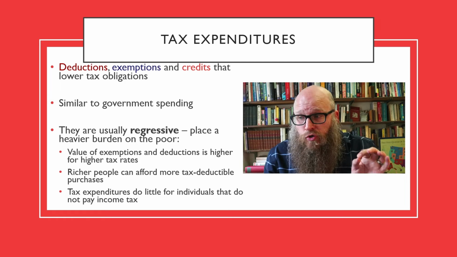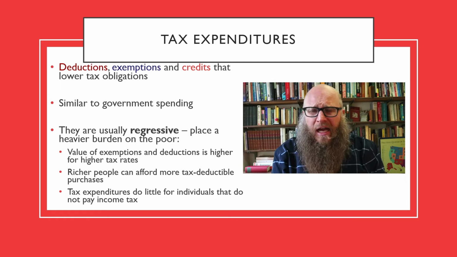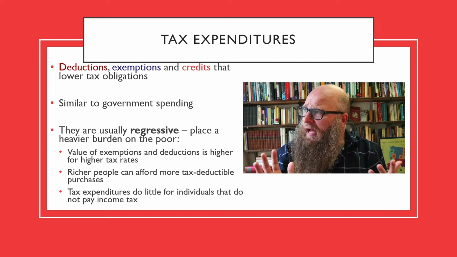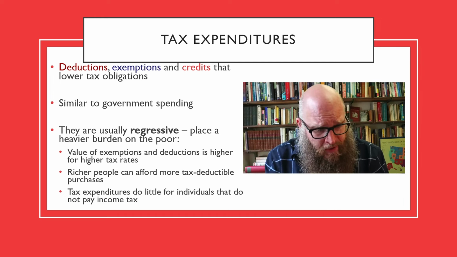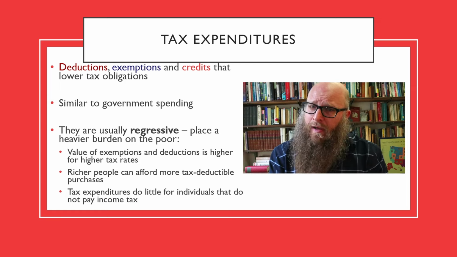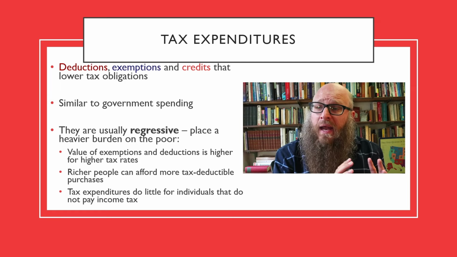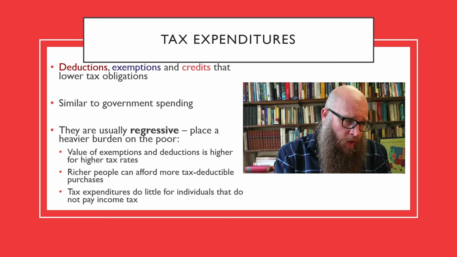And they are usually regressive. They place a heavier burden on the poor. Why? Because rich people pay more in taxes, so tax breaks are going to matter more to them. If you don't have to pay taxes or you have to pay very little taxes, a tax break isn't going to affect you if you don't have any taxes to pay in the first place. So this is a way to reduce the taxes for the wealthy.